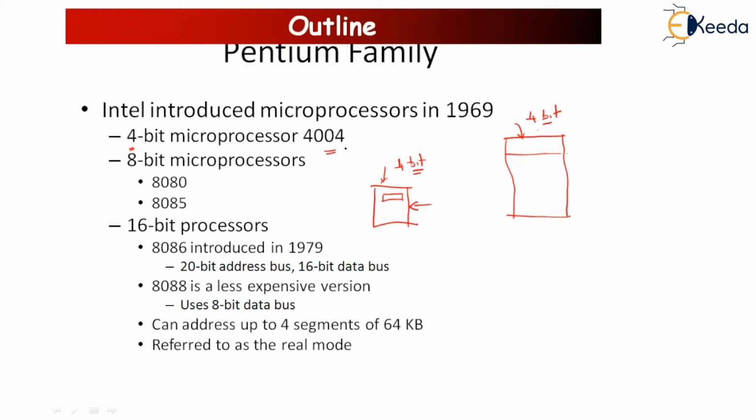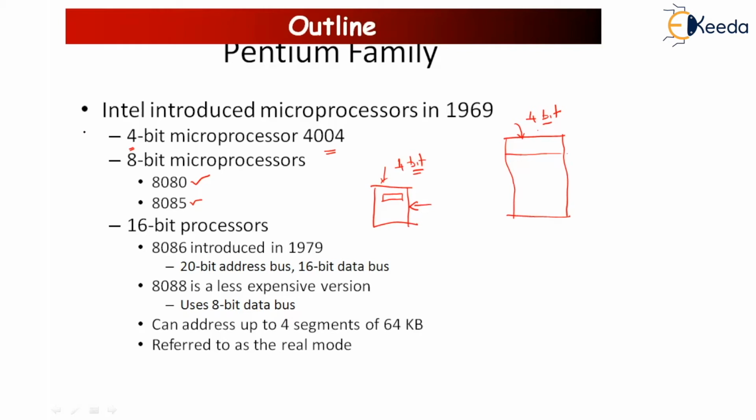Right after the 4004, the next editions of Intel were the 8080 and 8085. These both are 1-byte processors. What do you mean by 1-byte processors? A 1-byte processor means one word size will be equal to 1 byte. That is, one word within the main memory or the size of the register within the processor is equal to 8 bits, which is 1 byte.